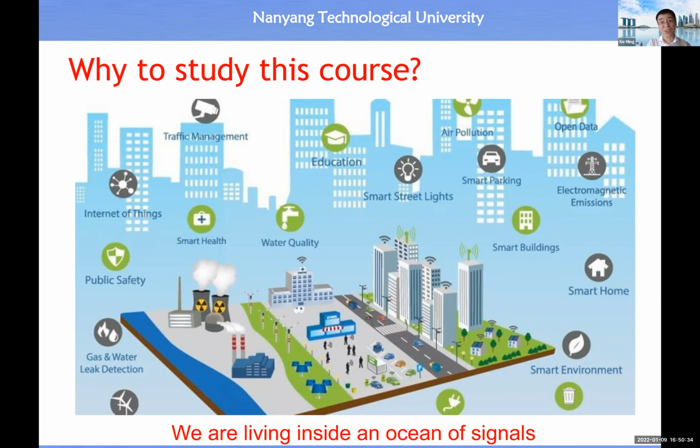For example, this slide shows you a smart parking system in the future city, a smart light system or smart street lighting system in the future smart city, and also a smart building system, smart home system, smart environmental system, and smart healthcare system in the future smart city. And you also see the possible deployment of the Internet of Things in the future city. Inside the Internet of Things, there is one important device, which is a sensor, or measurement and the sensing system. So that gives you the answer about the motivation behind the study of this course.